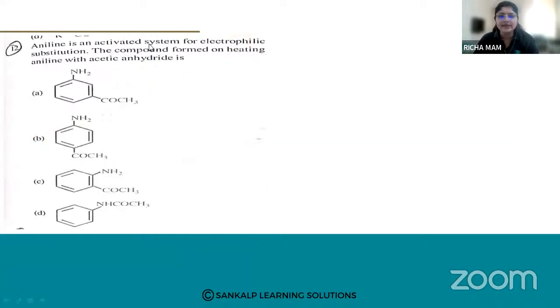Aniline is an activated system for electrophilic substitution. The compound formed on heating aniline with acetic anhydride is.